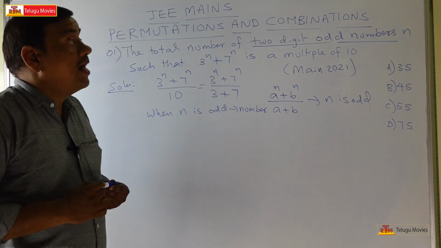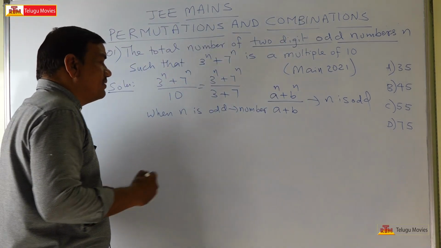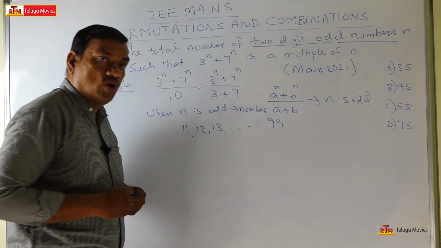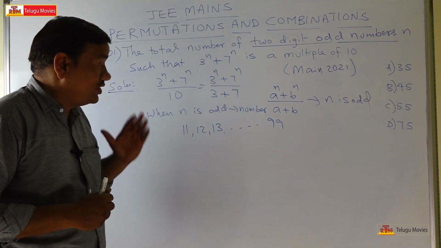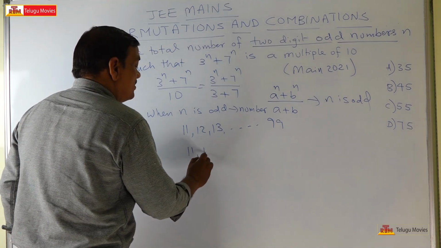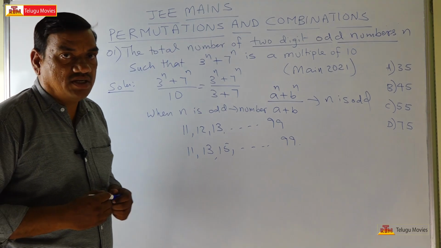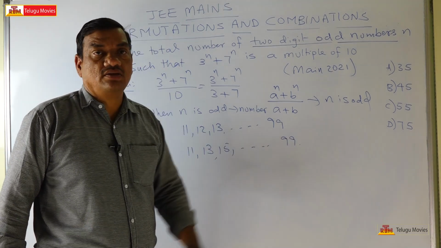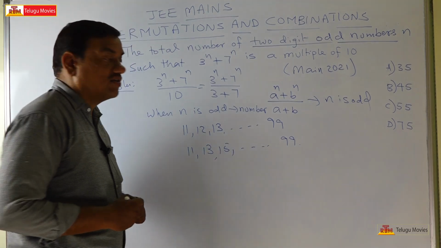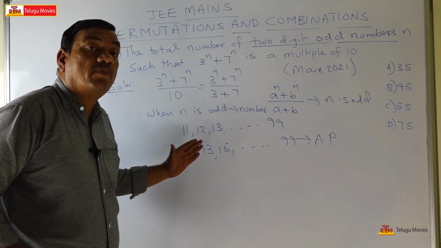n is an odd number, but he is asking for two-digit odd numbers. First of all, the two-digit numbers are 11, 12, 13 and so on up to 99. From these we have to select the odd numbers: 11, 13, 15, and so on up to 99. We have to count all these numbers, so there is no need to feel any difficulty. If you observe, all these numbers are in arithmetic progression, with first term 11 and common difference 2.